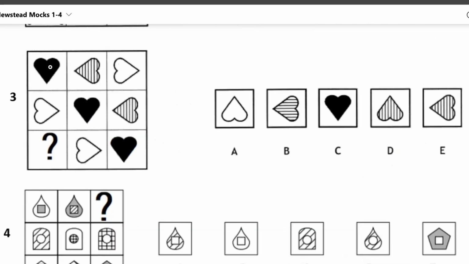We always have black, grey, white, black, grey, white. We are missing a grey here, so you cross out A and C, and they're always facing the same orientation. These grey shapes, the pointy side is always pointing to the left, therefore we can cross out D, and this hatching is always vertical, so we get E as our answer.